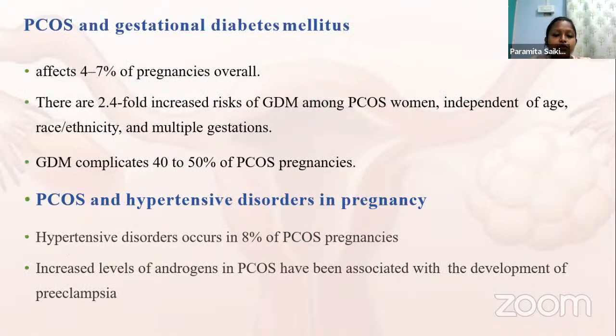PCOS and gestational diabetes mellitus. PCOS affects 4 to 7% of pregnancies overall. There is a 2.4-fold increased risk of gestational diabetes mellitus among PCOS women. Gestational diabetes mellitus complicates 40 to 50% of PCOS pregnancies.